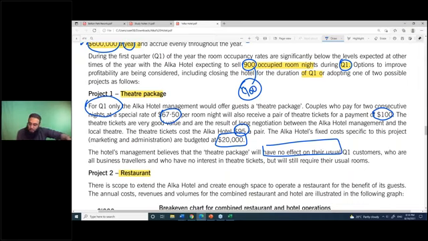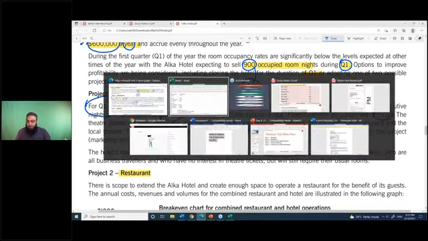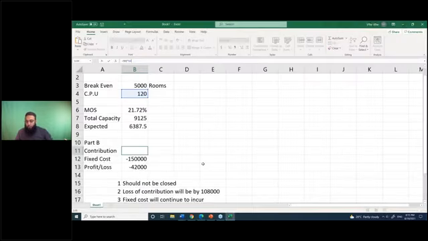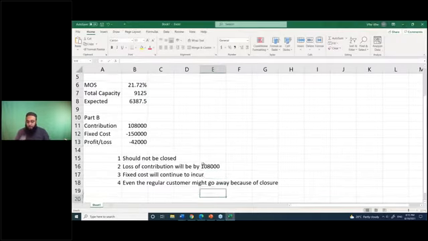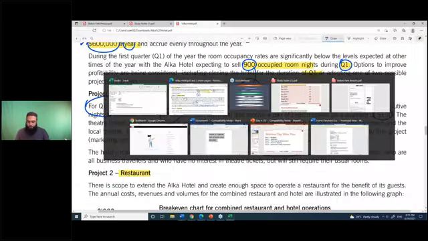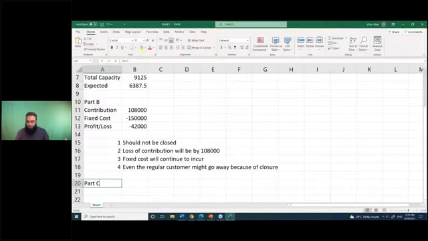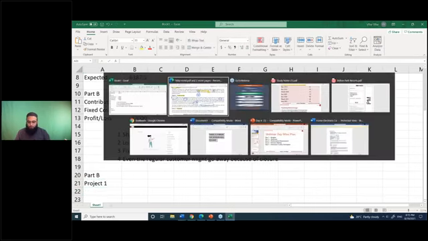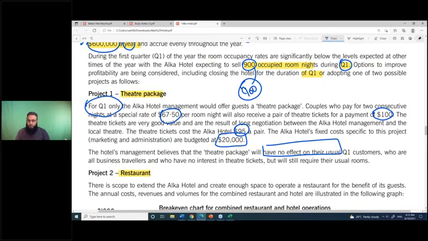So what I need to work out is break even in terms of sales revenue, and then I have to explain whether we should go for this project or not, right? So let's come to the spreadsheet again, and here I am. Part C. No, it's part B, I guess, right? Yeah, it's part B, project 1.